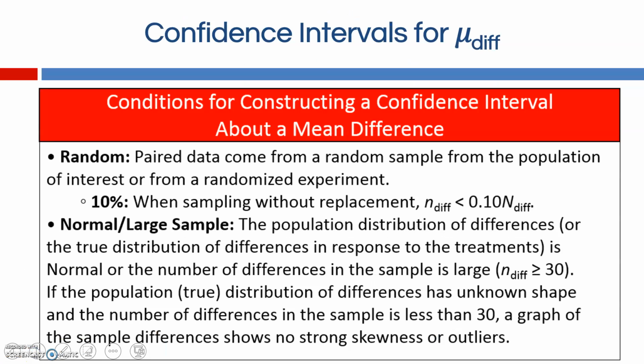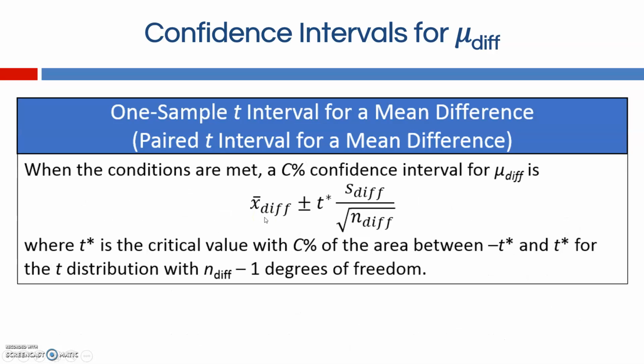So right at the end of our last lesson, we talked about the conditions, which you'll notice are not any different from anything we've learned so far. Same three over and over. Random, 10%, and our normal/large sample. All right, so now let's look at the actual structure of the confidence interval.